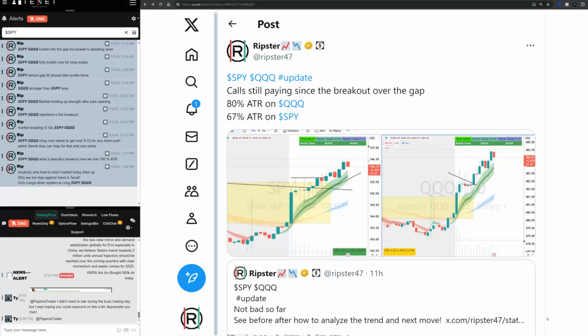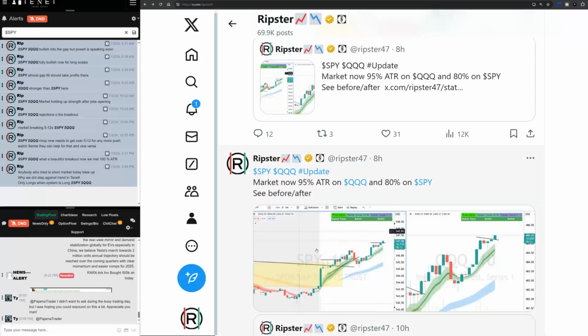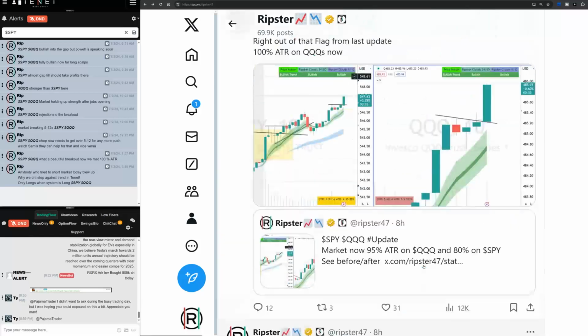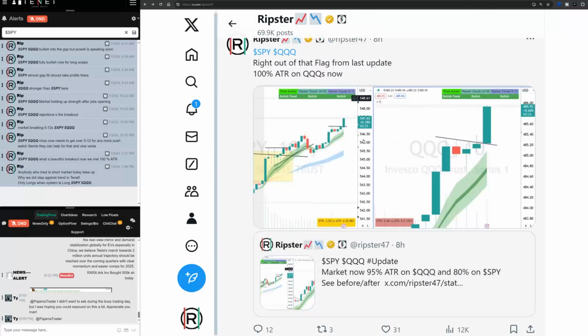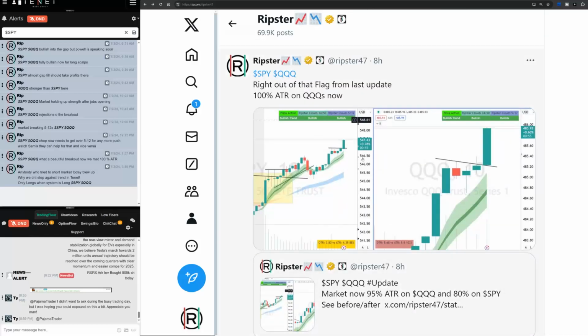So watch it. I'm showing you before and then after, and we still had room on ATR. It was only 80% ATR on QQQ, 67% ATR on SPY, and then look what happens. Then we go higher. Then it's 95% ATR. It makes a nice little cup here, nice little cup here, breaks down, reclaims 512, and then we continue to push. Right out of another flag we were forming, there was another breakout out of the other flag.